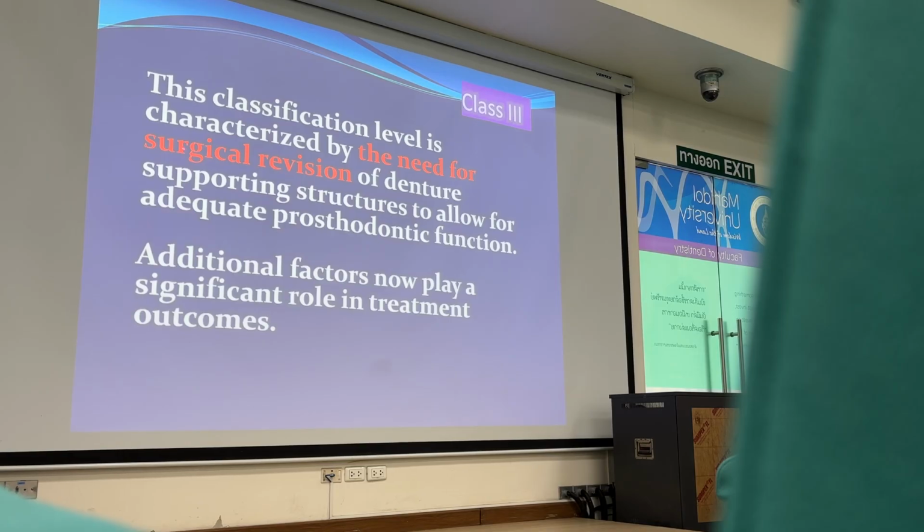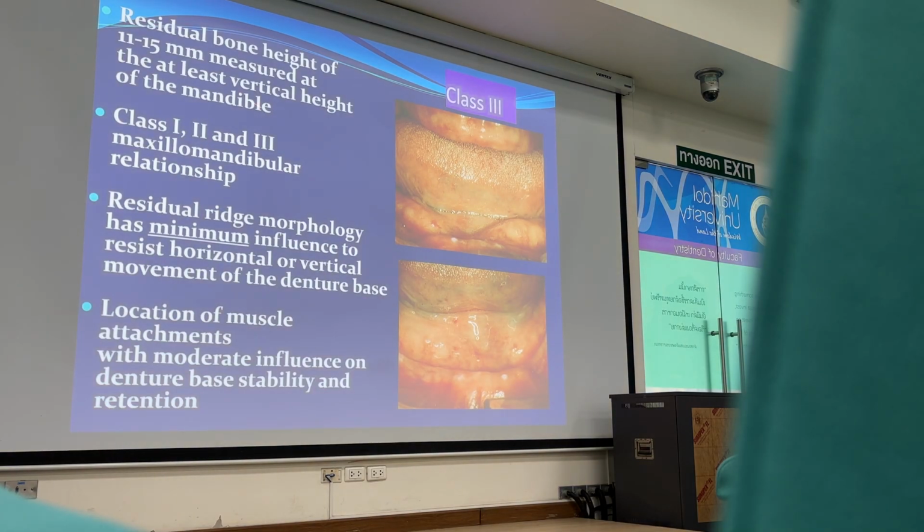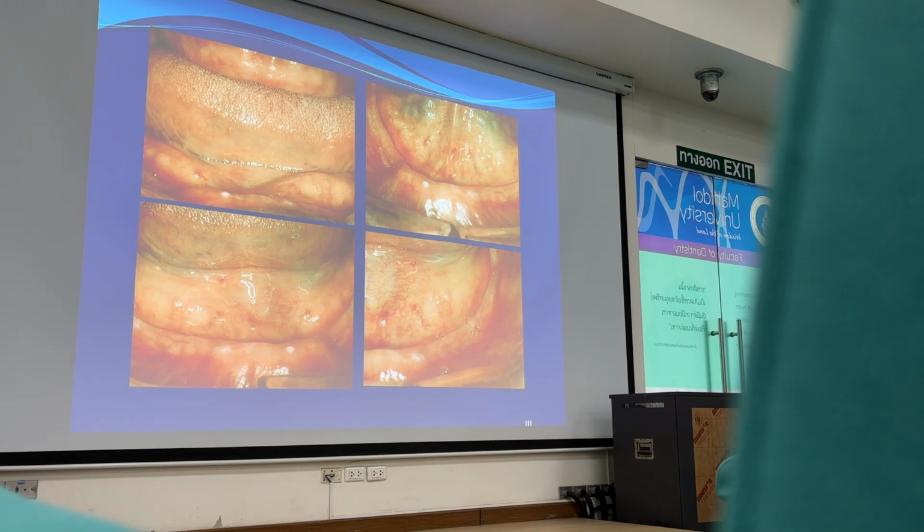For class 3, there is a need for surgical revision. The supporting structure needs surgical revision for adequate postoperative function. Additional factors now play a significant role. Let's say the bone height is 11 to 15 millimeters at the least vertical height of the mandible. The relationship may be class 1, class 2, or class 3. The ridge morphology has minimum ability to resist horizontal and vertical movement of the denture base. The location of muscle attachment has moderate influence on the denture base stability and retention. Then there is the problem of the stability of the denture. That's why class 3 has more limited supporting structure. Okay, this is class 3.